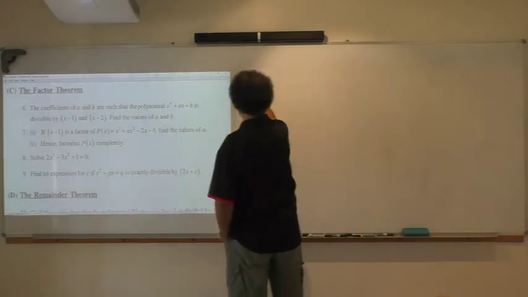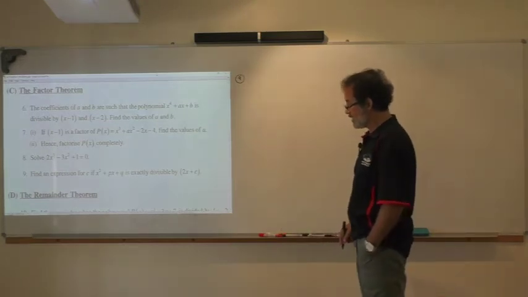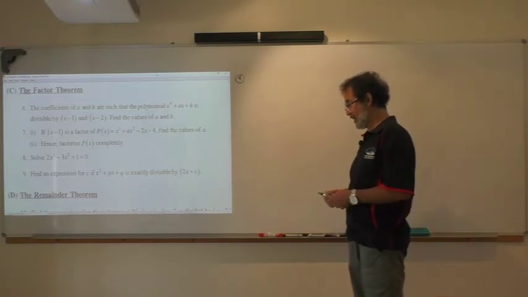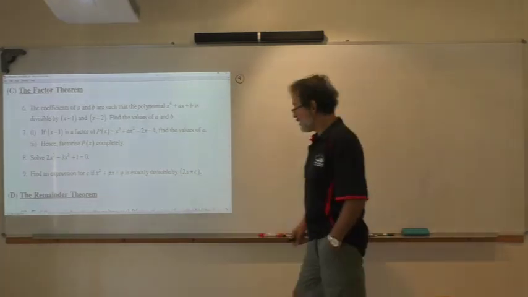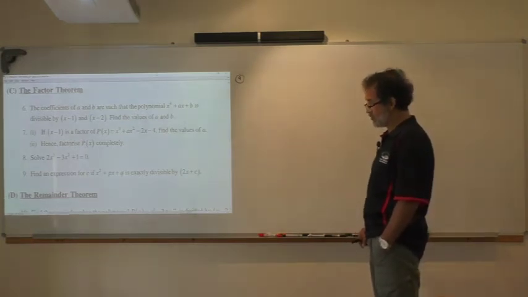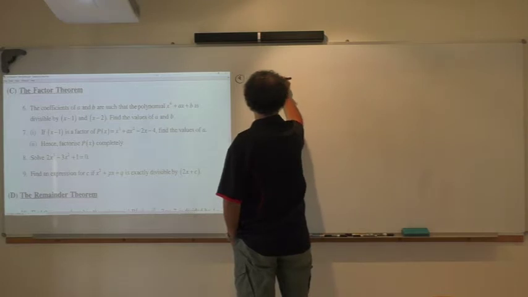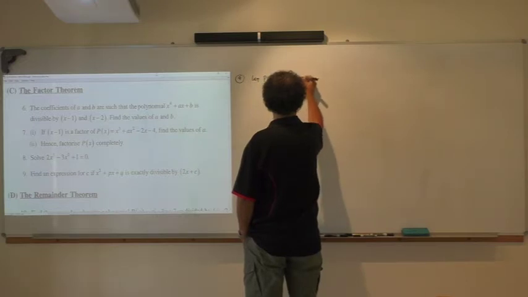Okay, question 9. Question 9: find an expression for c if x squared plus px plus q is exactly divisible by 2x plus c. Okay, so in there they say the word divisible, exactly divisible, meaning that 2x plus c is a factor of that polynomial.